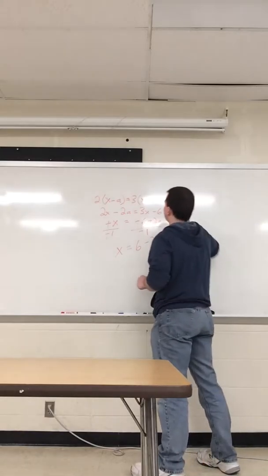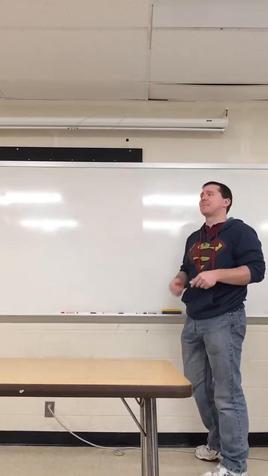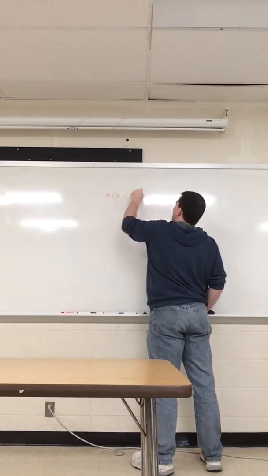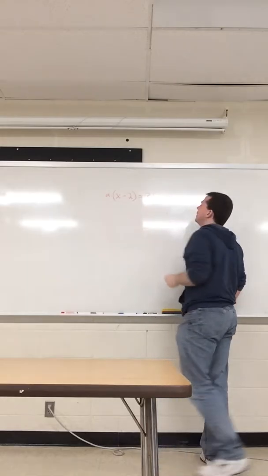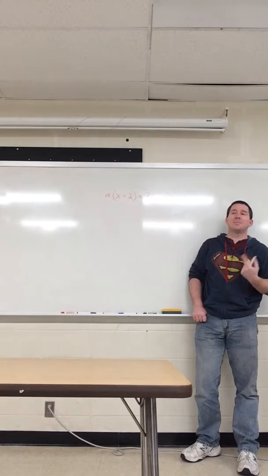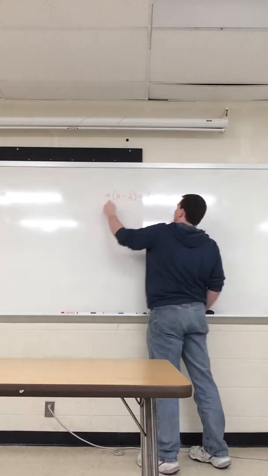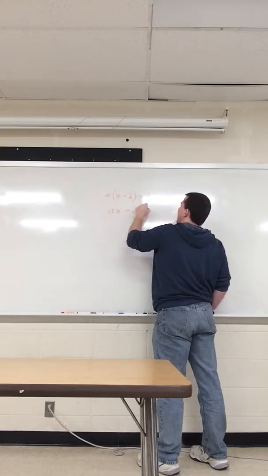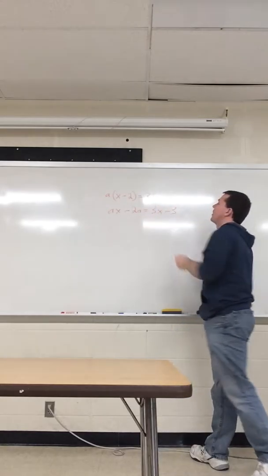One more. Maybe we'll change this one up a little bit for fun. Say we have a times (x minus 2) equals 3 times (x minus 1). We still have an a and an x floating around, but we have parentheses, so do exactly what we did before. Distribute. a times x is ax, a times negative 2 is negative 2a, equals 3 times x, 3x, 3 times negative 1, negative 3.